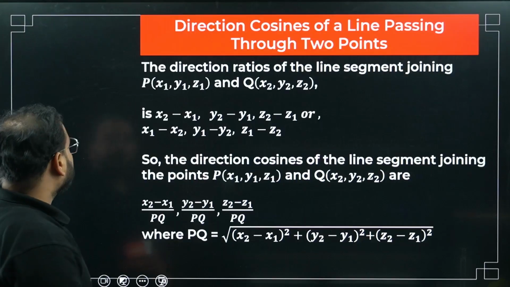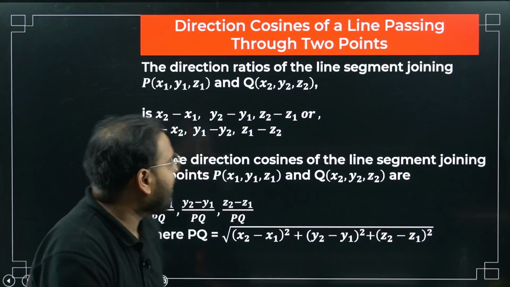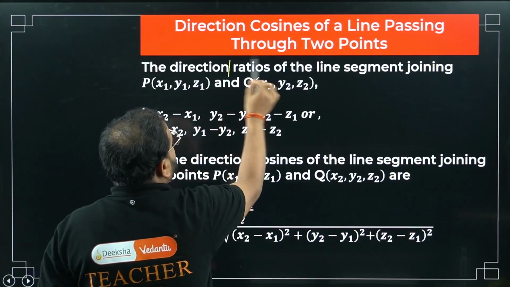Great. Now direction cosines of a line passing through 2 points. How will you find direction ratios? So first of all, how can you find direction ratios?